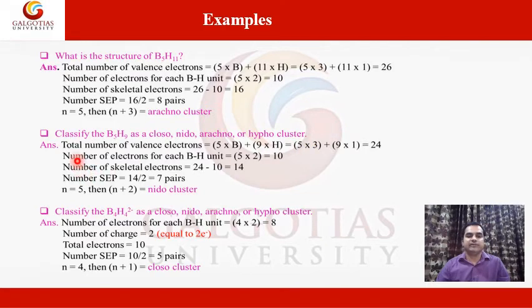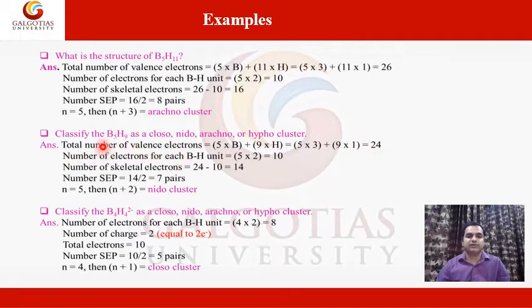For this, when we calculate the total number of valence electrons, we have 5 boron, that's 5 into B. We have 9 H, that's 9 into H. For each boron, we multiply by 3, that's 5 into 3. For each H, we multiply by 1, that's why we take 9 into 1. So in total, 15 plus 9, we get the value 24 valence electrons in the case of B5H9. Then we have to calculate the number of electrons for each BH unit.